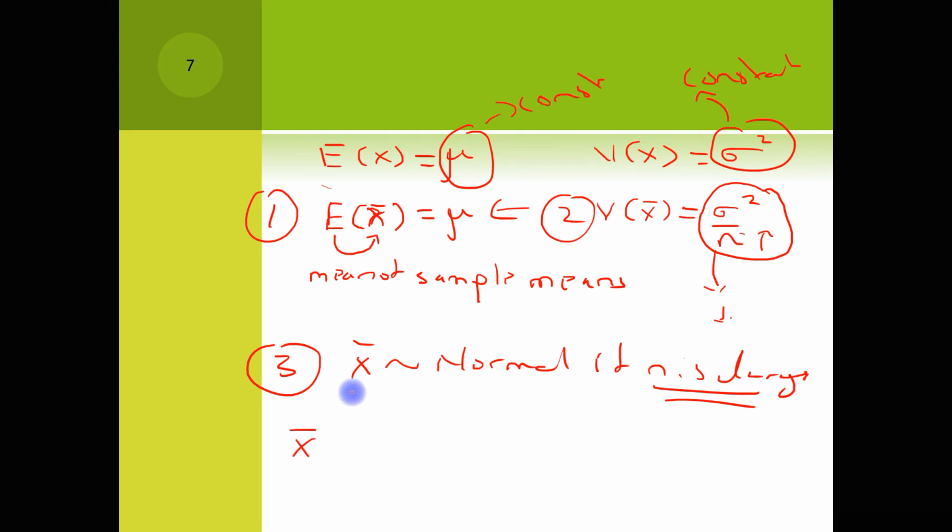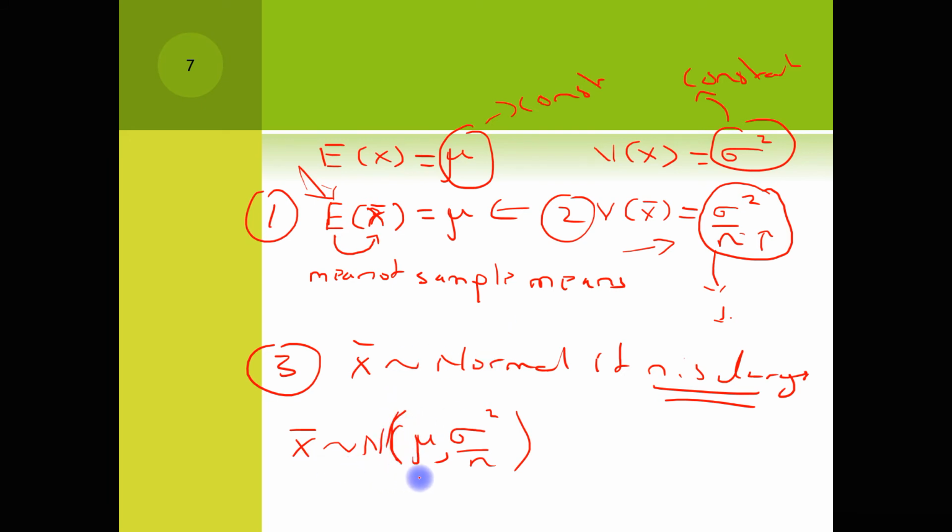X bar is said to follow a normal distribution with the mean of x bar, which is what we saw here. The expected value of x bar is mu. So the mean of x bar is mu. And the variance of x bar, we just defined it here. The variance of x bar is sigma squared over n. All right? It's sigma squared over n.